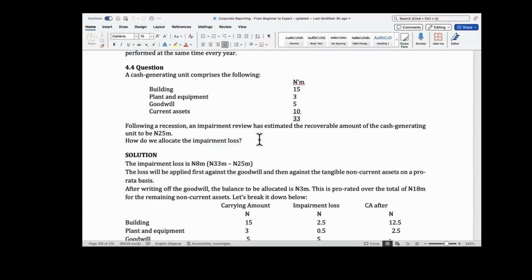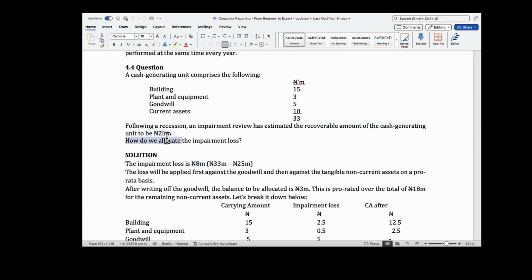How do we allocate the impairment loss? Okay, so they give us a CGU, and these are the assets in the CGU. Obviously, these are the carrying amounts. So they did an impairment test. The recoverable amount of the CGU is 25 million. So of course, the carrying amount is higher than the 25 million. So the impairment loss is 8 million.